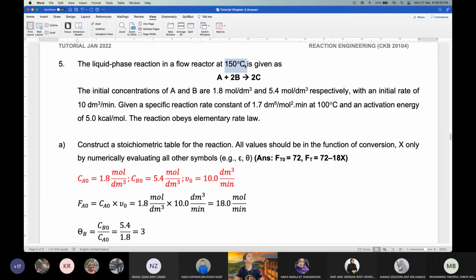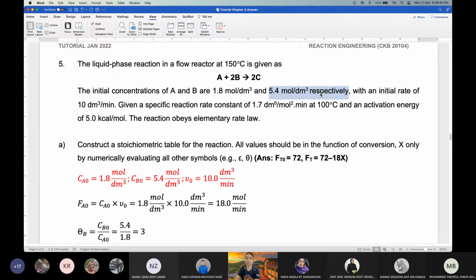Okay, done. Next, dia kata initial concentration of A and B are 1.8 mole per dm cube and 5.4 mole per dm cube respectively. So they give us the initial amount, tapi initial amount dalam bentuk concentration. So they tell us CA0 1.8, CB0 5.4. CB0 apa? Initial concentration of B.